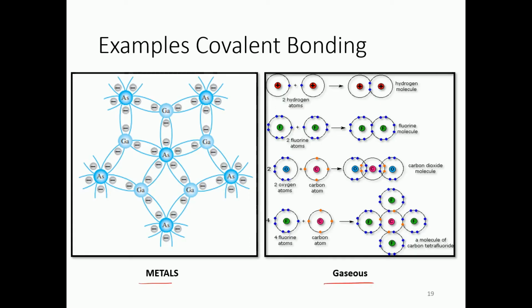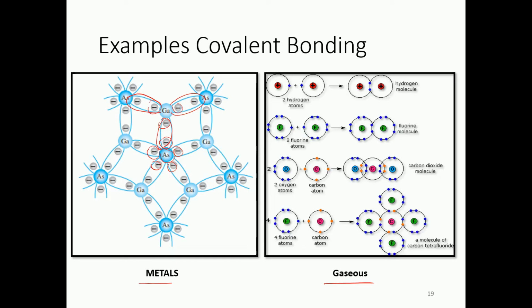So other examples of covalent bonding other than the solid state are in metals and in gaseous forms. So if you have, let's say, a metal arsenic, it has 1, 2, 3, 4, 5, pentavalent or 5 valence electrons. If you brought it closer to gallium, it has 3 electrons. So you can see the covalent bonding is formed between here, here, and here, and thus in natural formation, these metals create a covalent bonding. Similar structure goes for gaseous.